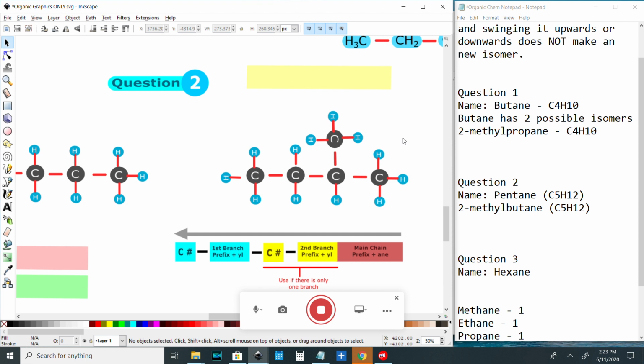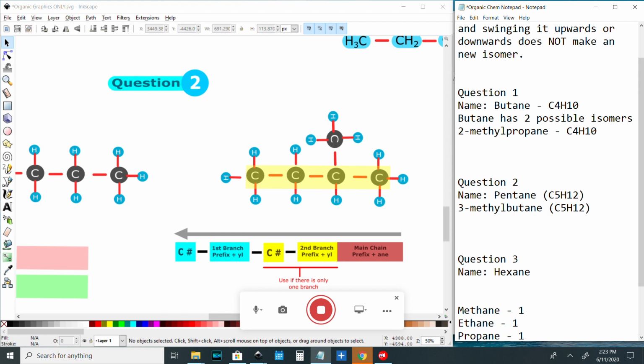But let's name this. First of all, this is the main branch. So it's still butane. But you see, they might think, now remember they originally started to count from this side. So they will say that the branch occurs at 1, 2, and 3. And they will change this to a 3. And of course, the branch only has 1 C, so it's methyl. So they will put it as this.